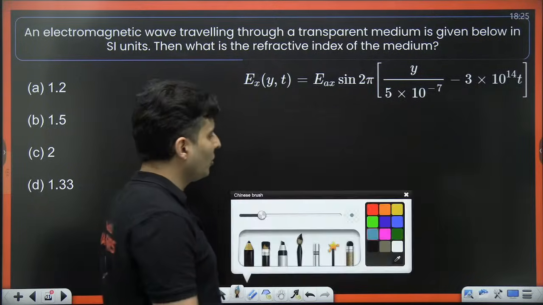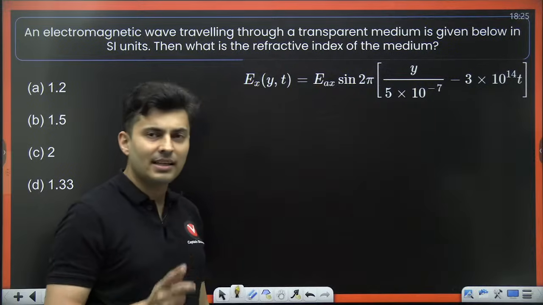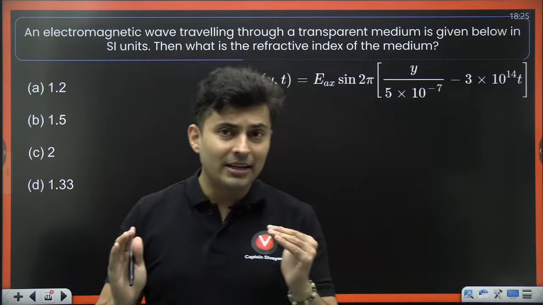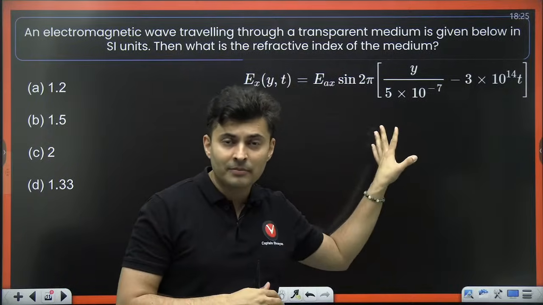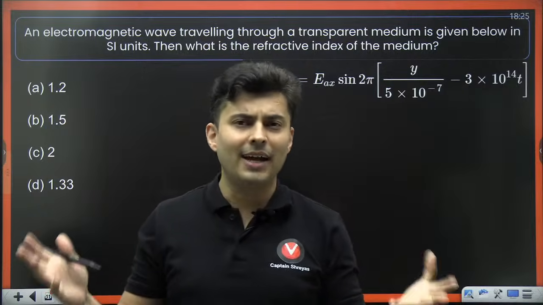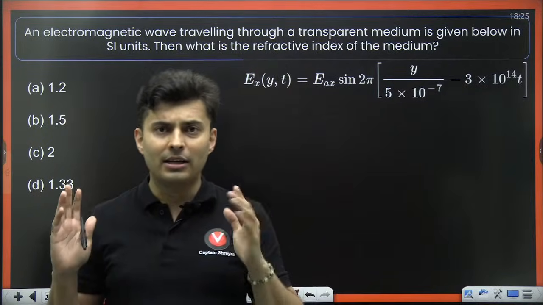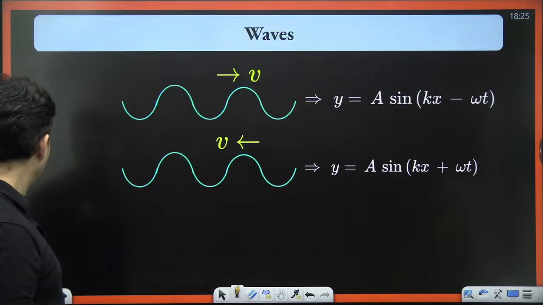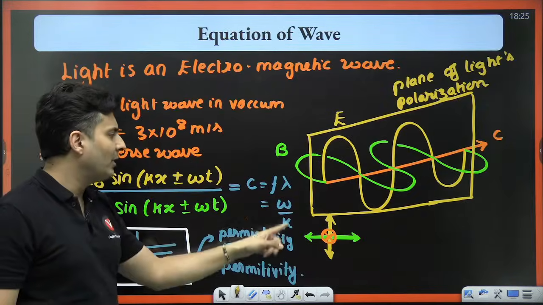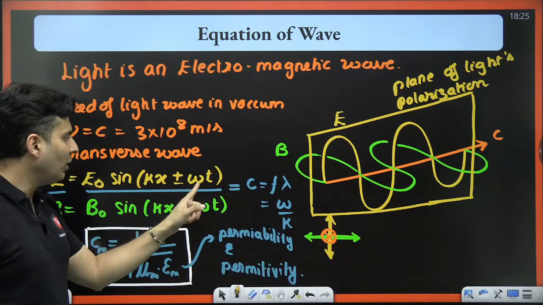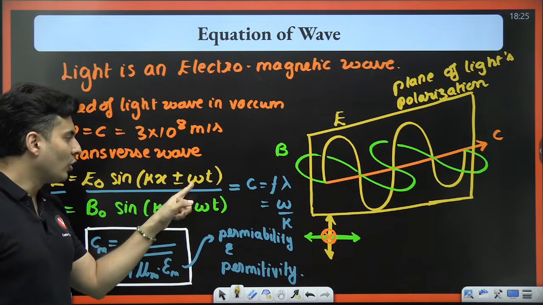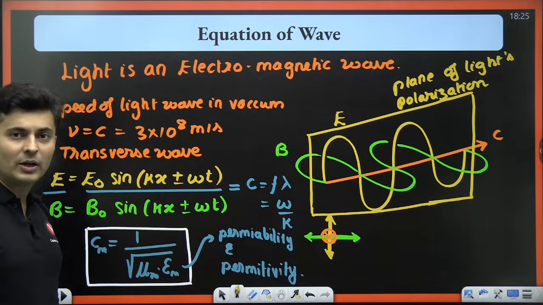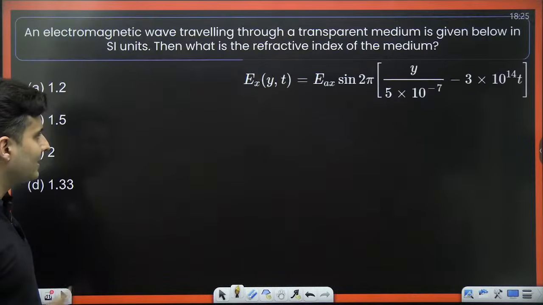Okay. So if I want to find the refractive index, think about it. What do I need? I need to find the speed. Correct? If I know the speed of light in that medium, comparing it with the speed of light in vacuum, I can get the refractive index. So how do I know the speed? Whenever I want to find the speed, omega by k: coefficient of time, coefficient of x. Coefficient of time is omega, coefficient of x is k. If you divide both of them, you get the speed of light.